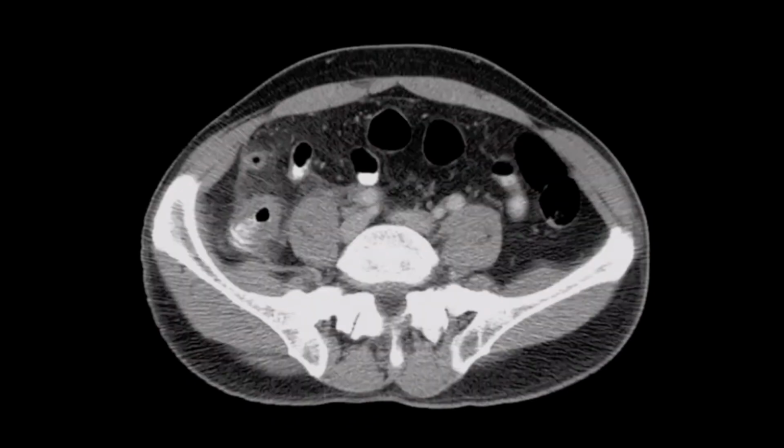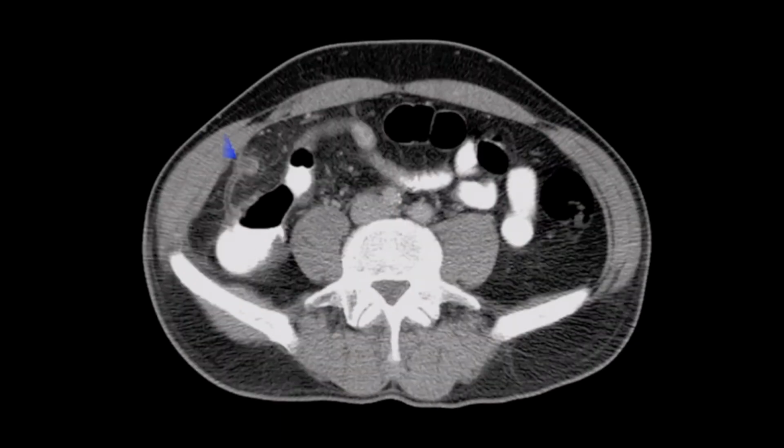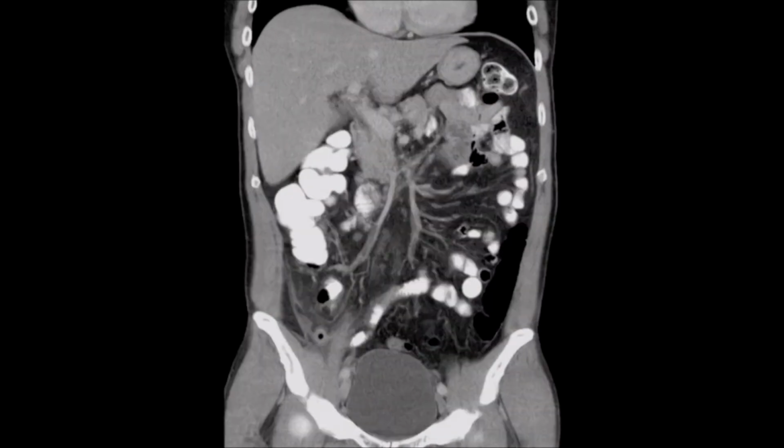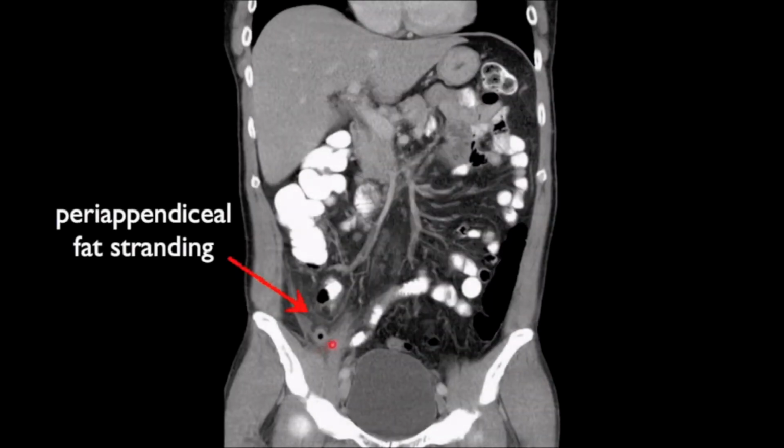When we switch to the axial plane, we can see that the appendix is abnormally distended, measuring greater than 6 mm in diameter, and the fat surrounding the appendix is abnormal. Instead of appearing nice and black, the fat is edematous and has turned grey, an appearance known as fat stranding. We can compare that to a region of normal intra-abdominal fat here, which has a nice black appearance.